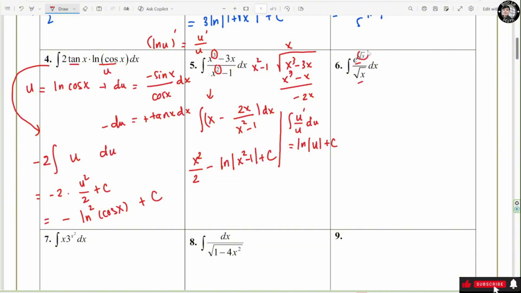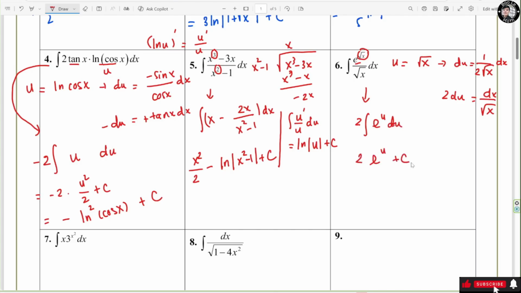So we let u be this one right here, so u equals the square root of s, and then du equals 1 over 2 square root of s ds, right? I don't have the 1/2 here, so I multiply both sides by 2. So this turns out to be 2 du equals ds over square root of s, right? Now this turns out to be 2 times the antiderivative of e to the u du, and it could be 2e to the u plus c, and it could be 2e to the square root of s plus c, right?